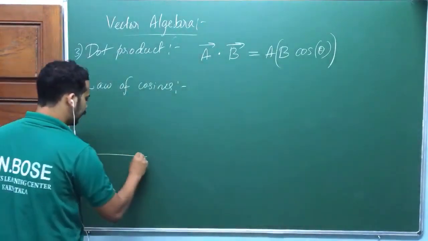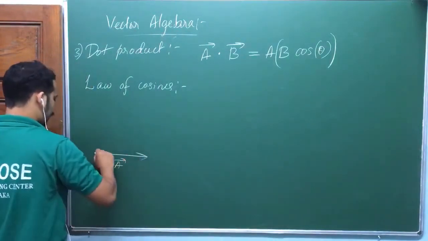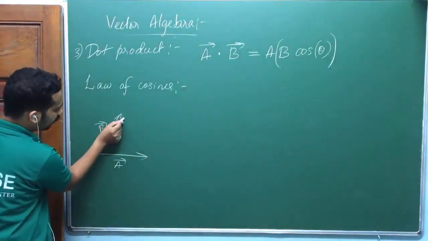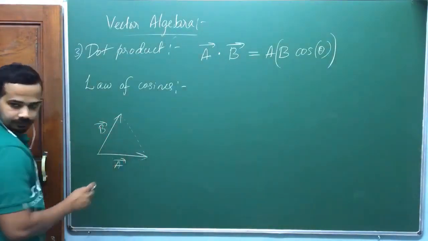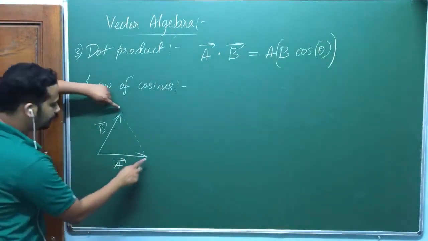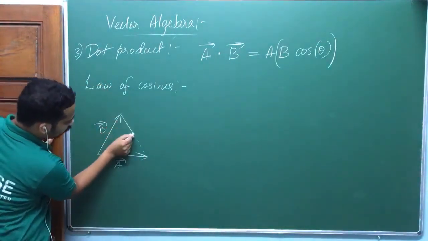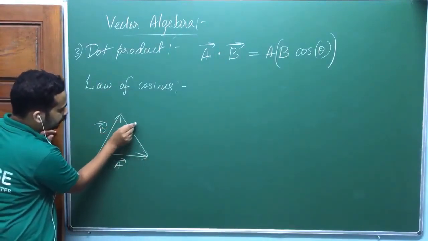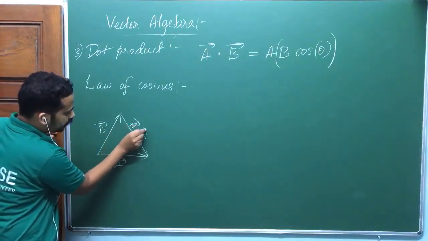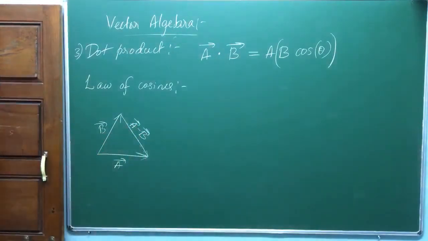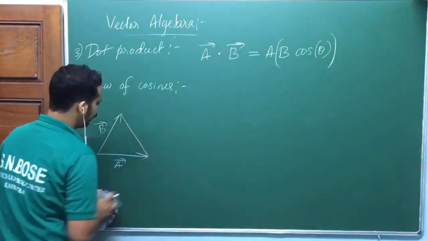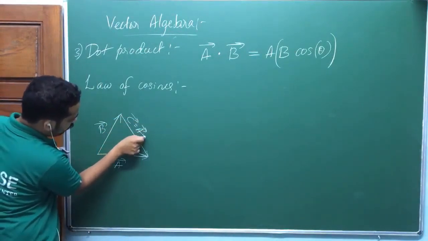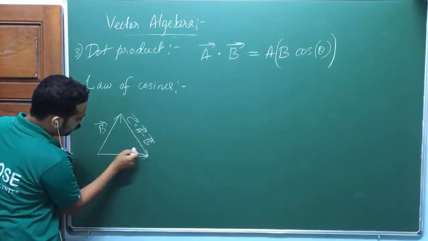Now I have vector A, I have vector B. I told you occasionally you may need to define this length. Let me call that vector C. What is this vector? A minus B. This vector is A minus B. Let me write C is equal to A minus B. This is vector C.